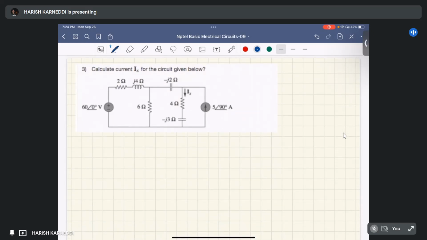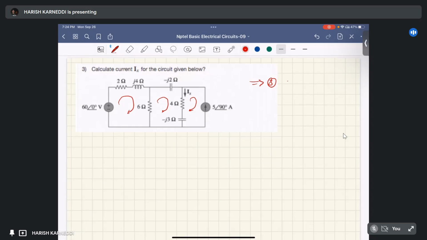Okay. Coming to the third one, calculate the current Ix for the circuit given below. Here you can go through the KVL equations. How many loops are here? Here 3 loops are there. It means you will get 3 equations and you have to solve these 3 equations. You will get the 3 currents through the loops.